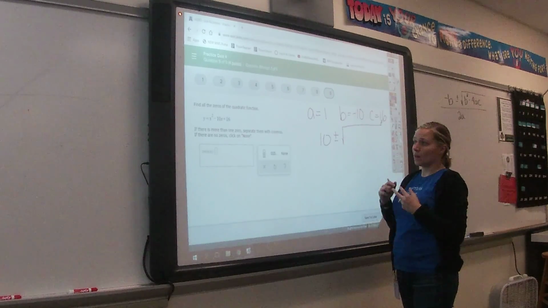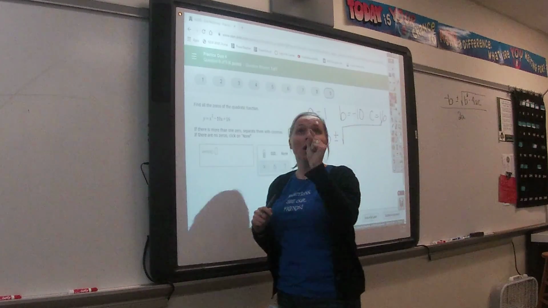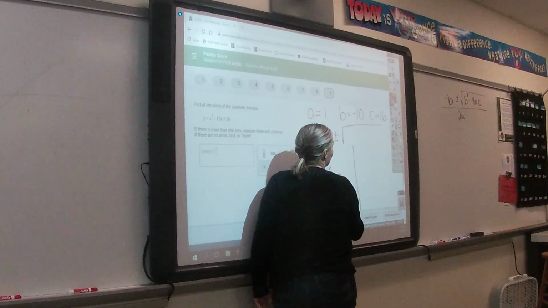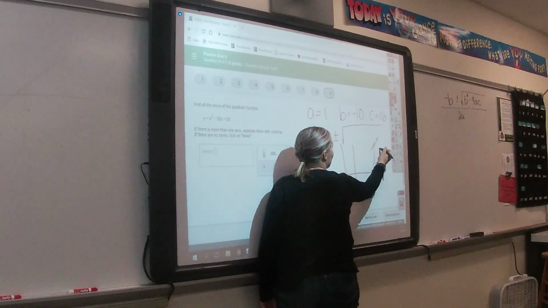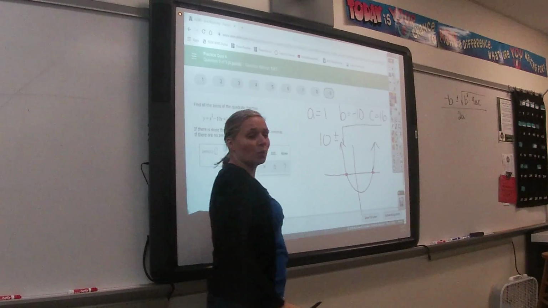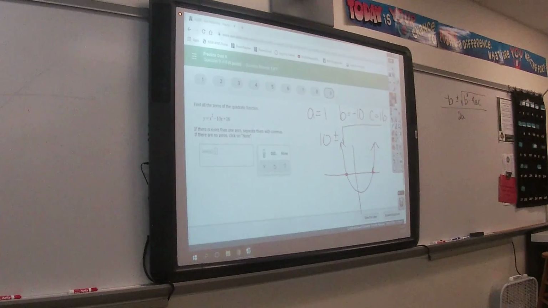So why does it say find all the zeros? Because remember, zeros, x-intercepts, and solutions are all the same thing. So it's just another way of saying find the solutions. When we look at a graph, and this was the picture we got, these zeros right here, these x-intercepts, were the same thing as the solutions. So that's what it's asking you. Okay?